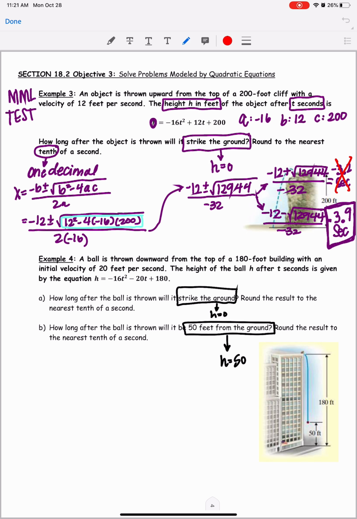On this first one, you will get this answer, about 2.8 seconds. And then this answer here is about 2.3 seconds. So if you want to try those to check your answers, you guys can.